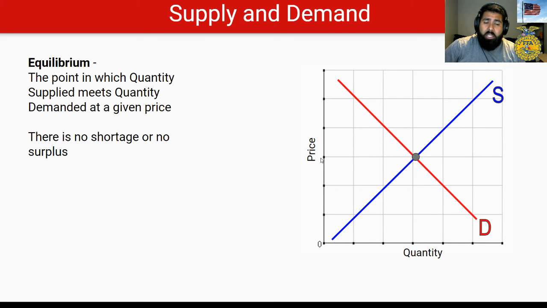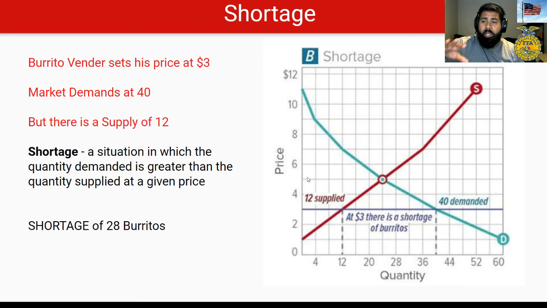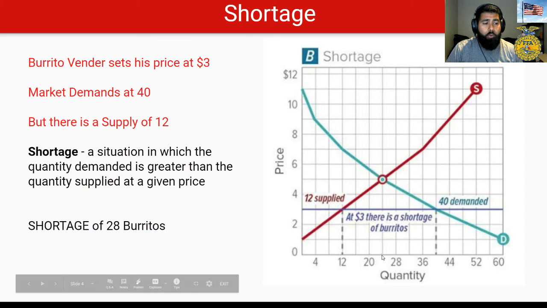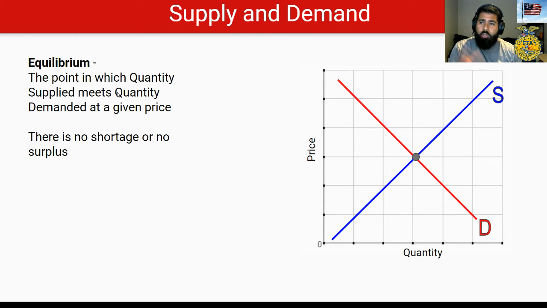In this situation, if we were to go back here, the price at which both the supplier and the consumer are happy is $5, because you can see over here they both want about 25 burritos. This is what we call the equilibrium. Equilibrium is when supply and demand meet each other, so the quantity supplied is equal to the quantity demanded at a given price. Right here, this little point in the middle of the graph, is what equilibrium looks like.